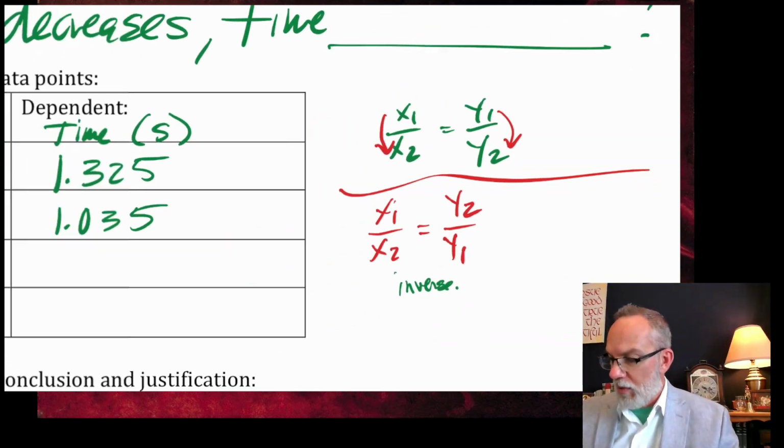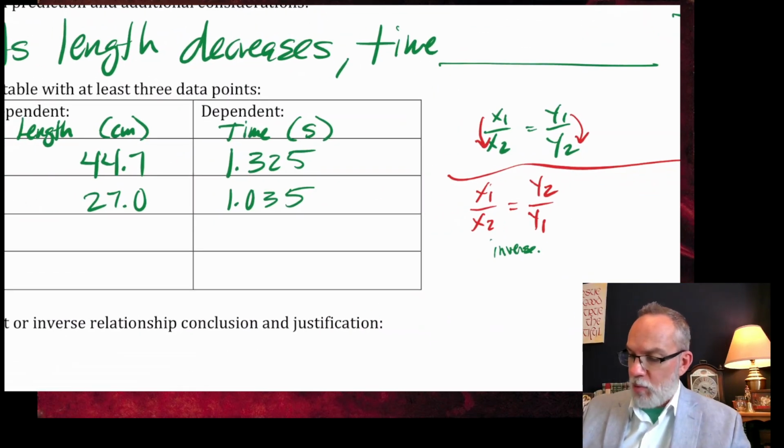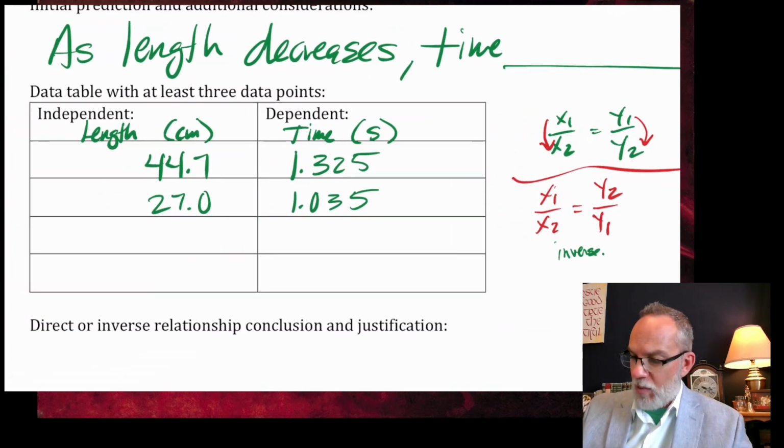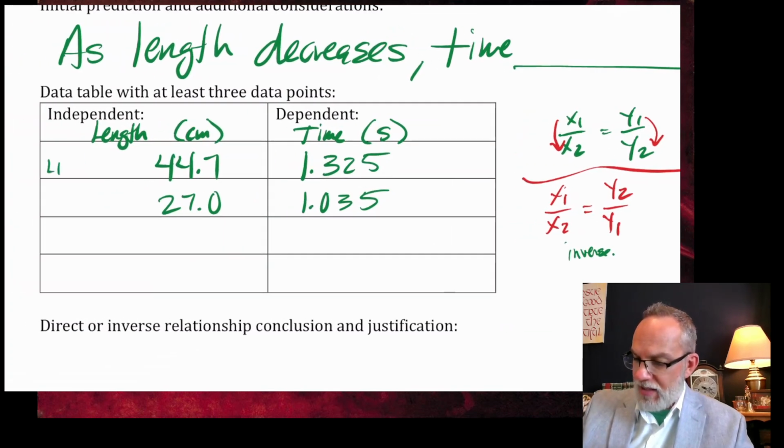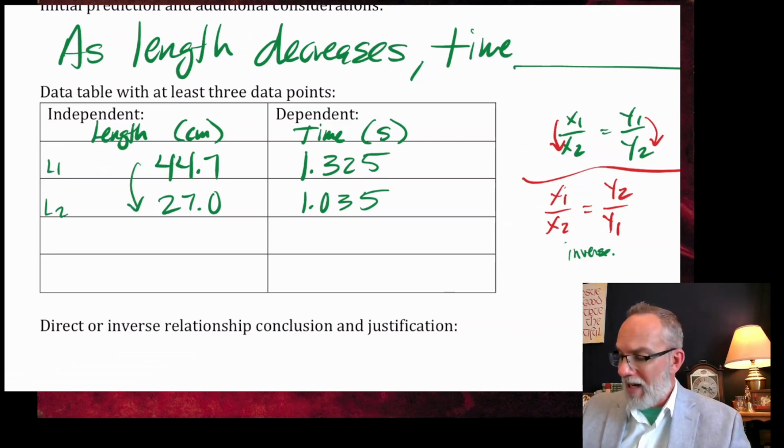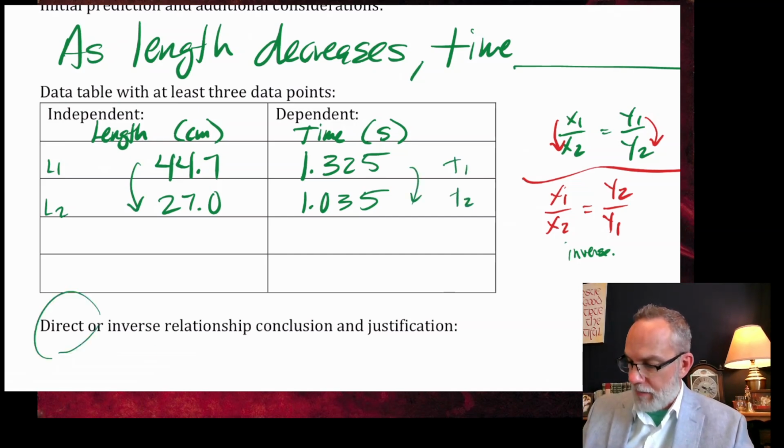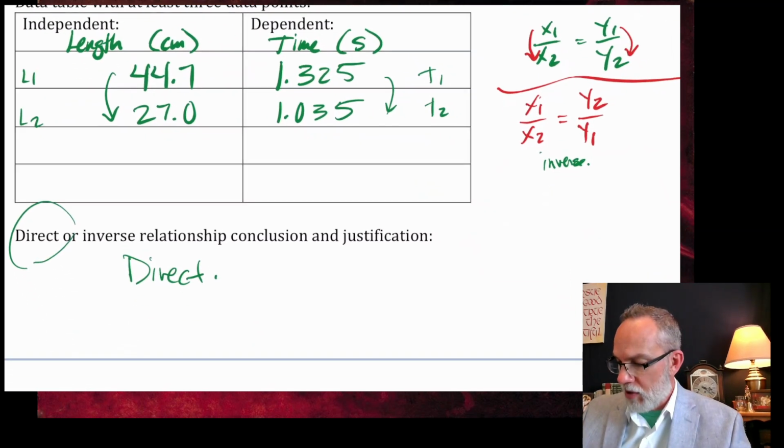But what happens with this one? What's going on between length between the first one and the second one? This is length 1, this is length 2. You can see that it goes from 44 to 27, it's going down. What happens to the time? This is time 1, this is time 2. It's also going down, so it's direct. And you can maybe explain why in your own justification there.